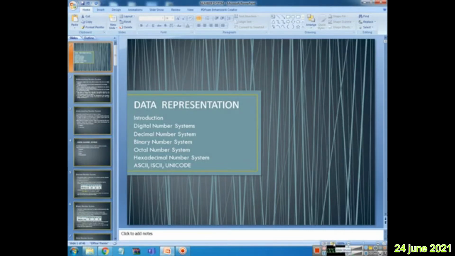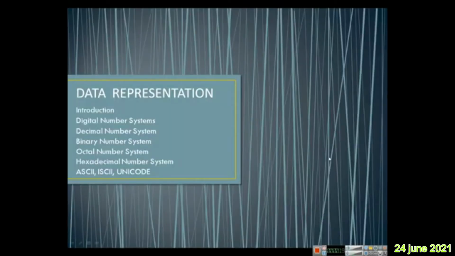In my previous two classes, I finished the computer system overview. Now let us discuss the data representation chapter. Basically, this chapter deals with how information or data is stored inside the computer. That is what we are looking for.